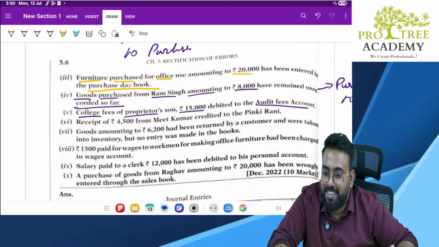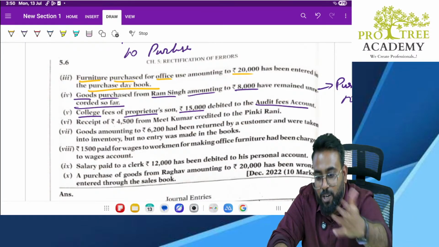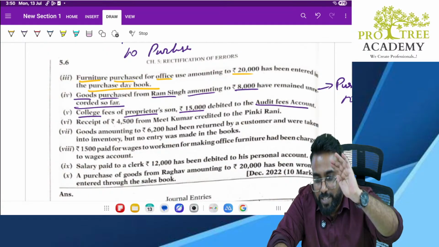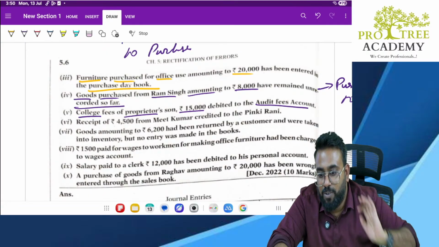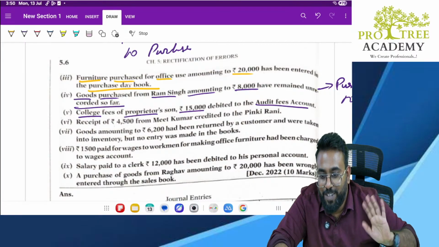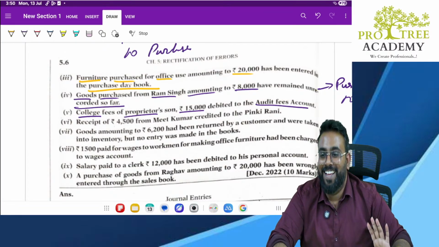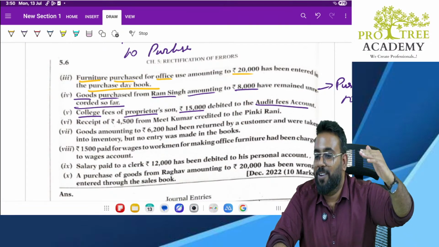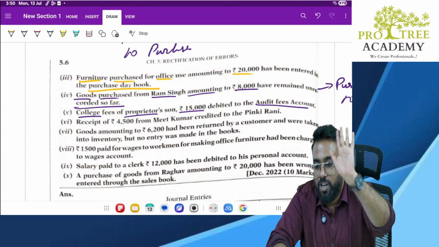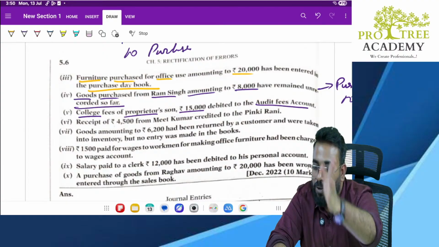Correct? No. Or madam, capital account debit to bank account. When I drew the drawings, capital balance will come down. So capital account debit to bank account. Correct or no? Son's school fee is not business expenses, madam. So audit fee account debit to bank account is the entry which they have recorded. But what is the correct entry? Drawings account or capital account debit to bank account.